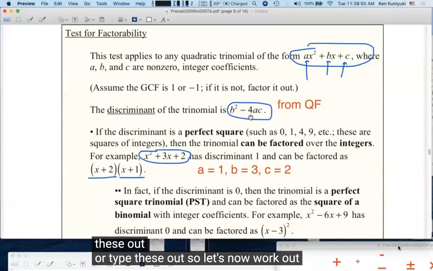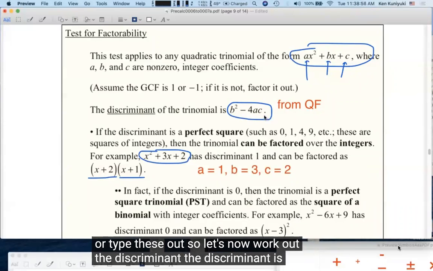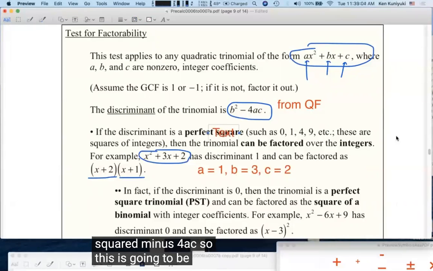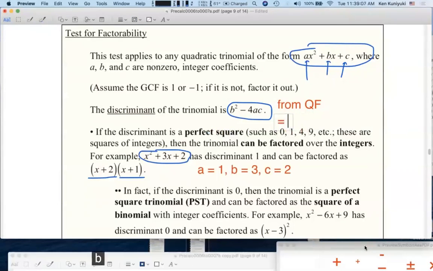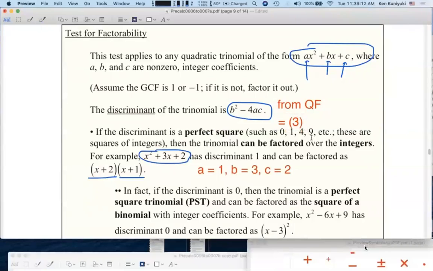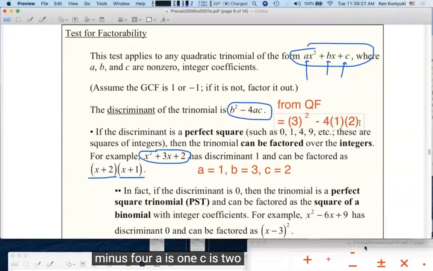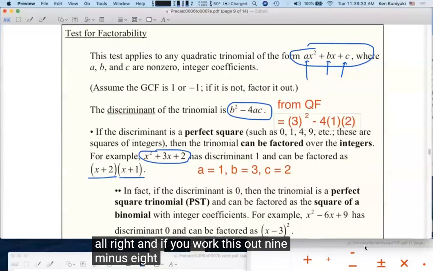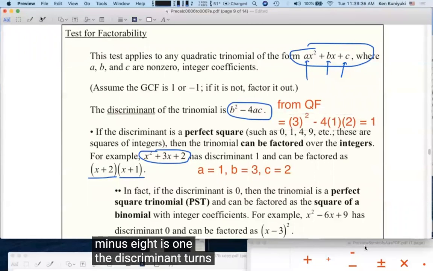So let's now work out the discriminant. The discriminant is b squared minus 4ac. So this is going to be: b is 3, and we're going to square that, so 3 squared, minus 4, a is 1, c is 2. If you work this out, 9 minus 8 is 1. The discriminant turns out to be 1.